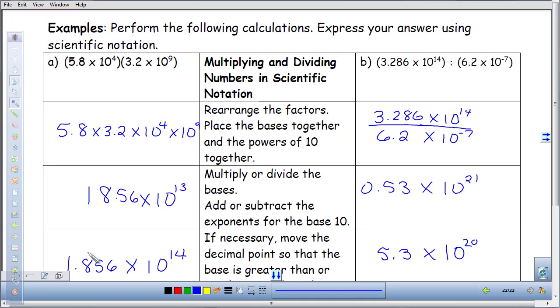Explain which part again? Here? This. Okay. I rewrote it. We had 3.286 times 10 to the 14th divided by 6.2 times 10 to the negative 7. Okay. I can do the division with these, do the division with these. We're still multiplying when it's over. So, okay, when he did 3.286 divided by 6.2, we got 0.53 on the calculator. Is that okay? All right, good.